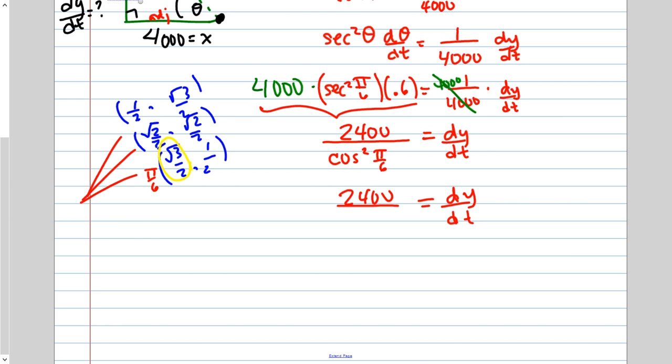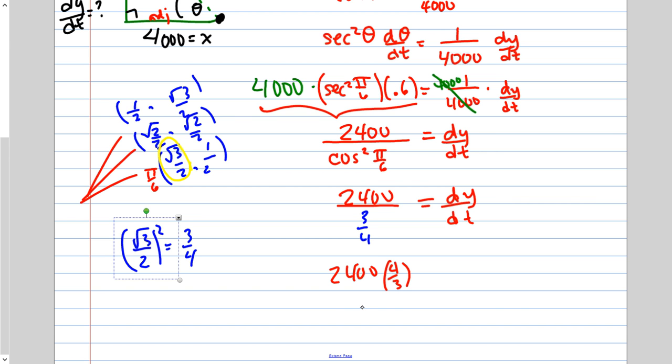So this over that squared, which is just 3/4. So this is 3/4. No can do. So 2400 times the reciprocal of that. 2400 times 4 divided by 3. So 2400 times 4 is 9600 divided by 3. And that is 3200.